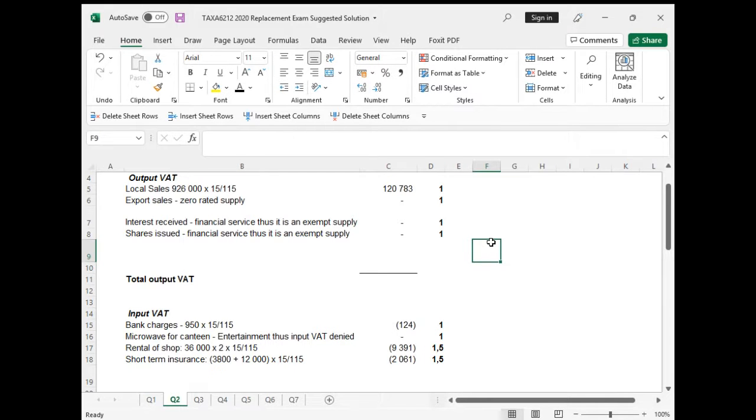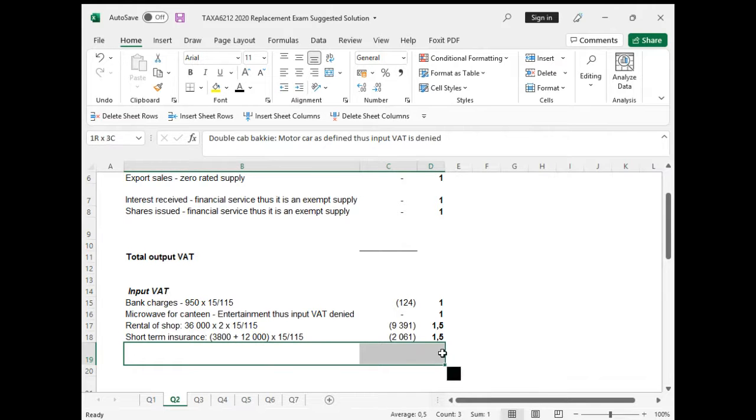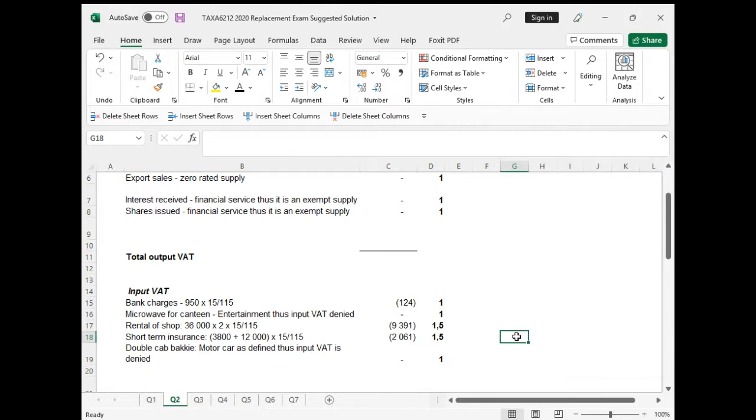Then the next item, number 7, was your double cab bakkie, which was purchased. Now we said a double cab bakkie is a motor car as defined. A single cab would not be classified as a motor car if they ask it in the exam. So your double cab is a motor car as defined, and therefore the input VAT is denied. Okay, so it's also 0.